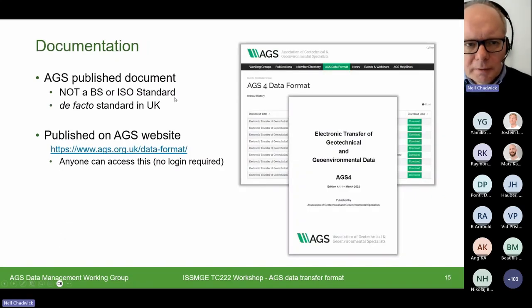The documentation is not a British standard, and it's not an ISO standard, and that is actually a deliberate decision that was made a few years ago. It's just a document that is published on the AGS website, although it has effectively become the standard for ground data transfer in the UK. It is freely available at that link. You don't need a login or anything like that. You should be able to access it directly.